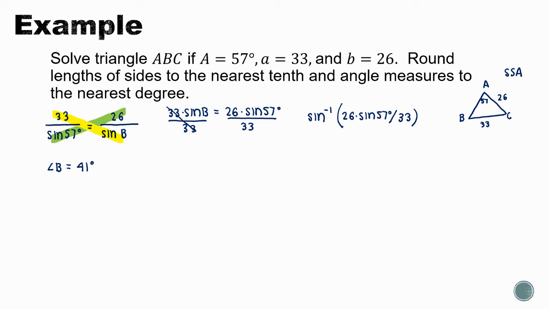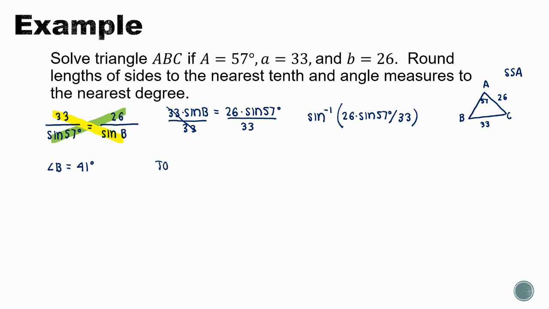Okay, so because we were able to get the measure of that angle, we are going to have at least one triangle. So now we want to determine if we are going to have a second triangle. So we are going to use that angle B that we just found to try to determine if we are going to have a second triangle. Remember, angles of a triangle have to add up to 180. So what I'm going to do first is I'm going to find the supplement of this angle.